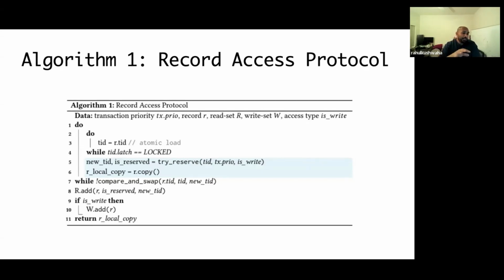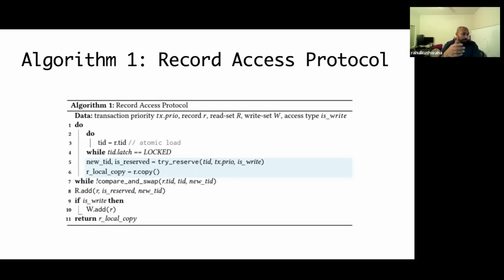And then on line 7, we do a compare and swap to make sure that we can install the new transaction ID, which does not change the version. This only makes sure the reservation information is updated. So from line 1 to 7, a new transaction ID will be installed for that record.